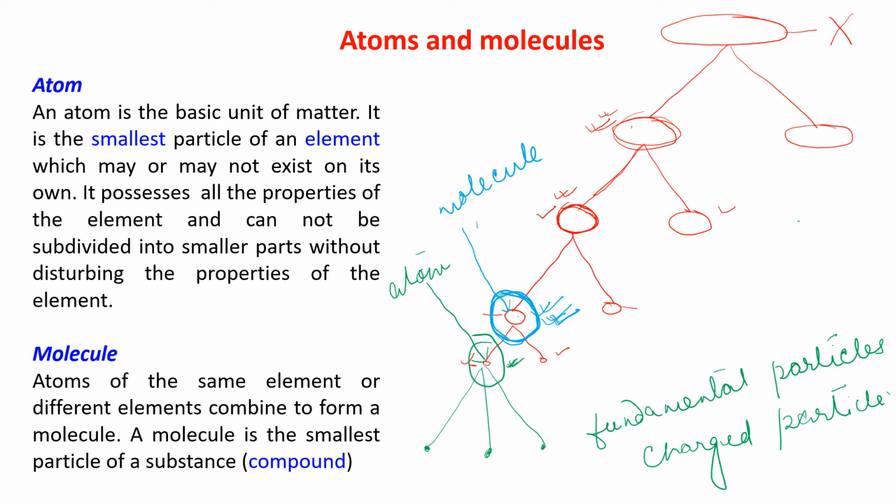So you can understand that molecules are made up of two or more atoms. When two atoms combine to give one molecule, it is known as a diatomic molecule. When three atoms combine to give a molecule, it is known as a triatomic molecule. Similarly, if four atoms combine to form a molecule, it is known as a tetraatomic molecule. So these three are the charged particles or fundamental particles.